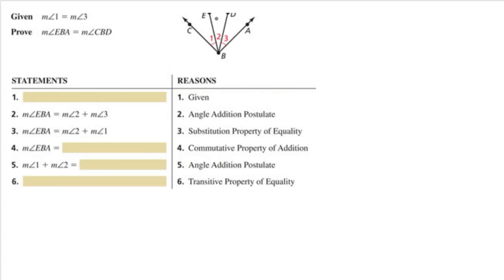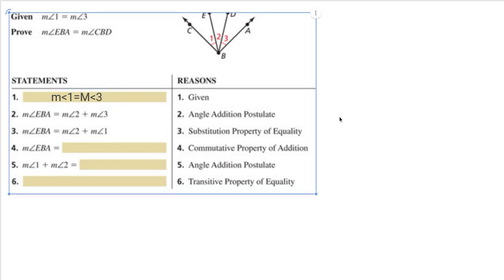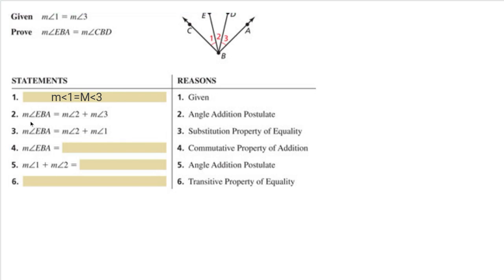So, for example, they want us to prove that angle EBA is the same as CBD. And the only thing that we know for certain is that angle 1 and angle 3 are the exact same measure. So the first thing we always have to do is type in our givens. So the measure of angle 1 is equal to the measure of angle 3, and that's our given information. We know that. So that means that the measure of EBA is the measure of angle 2 plus the measure of angle 3, and we know that from our angle addition postulate.